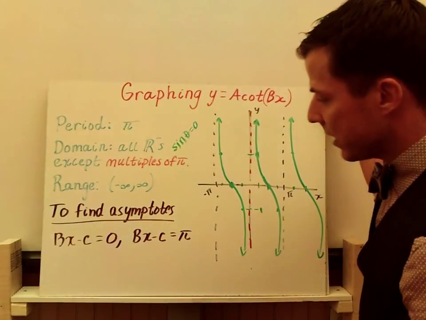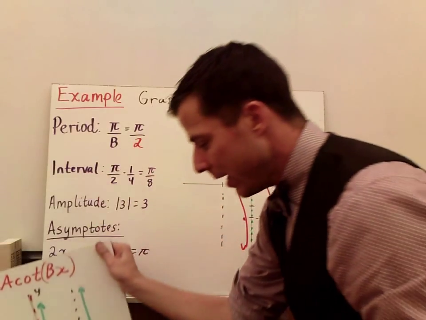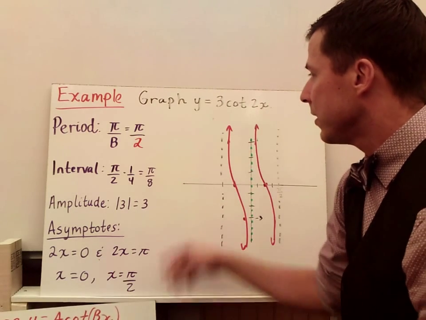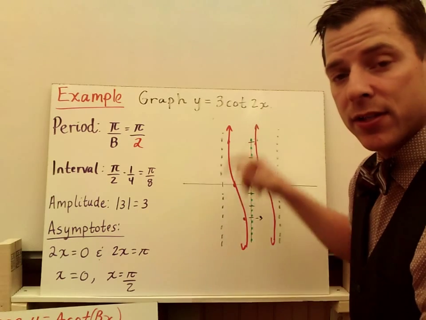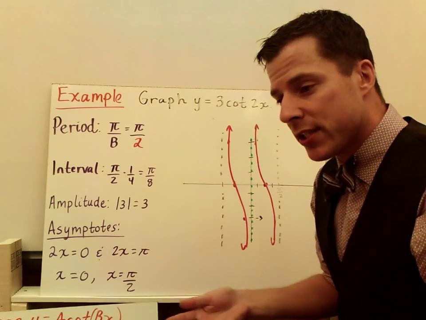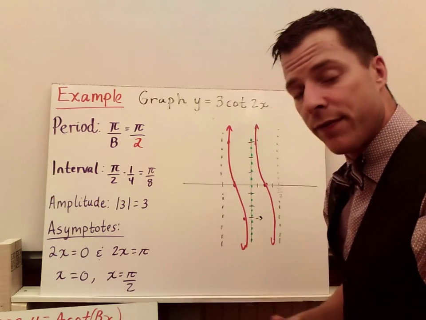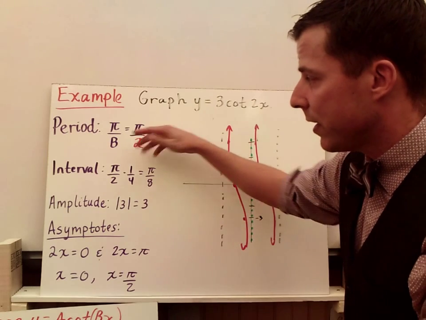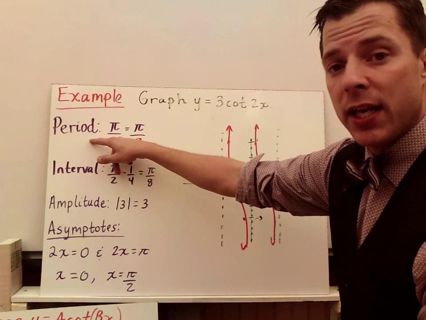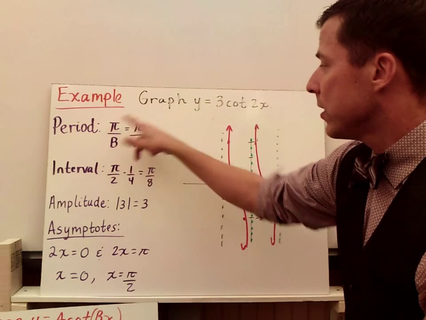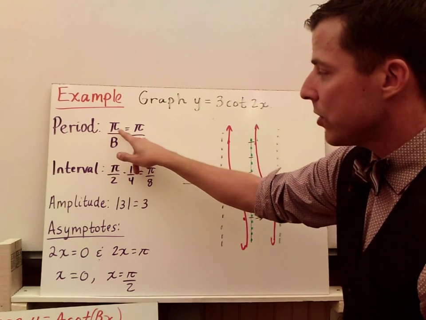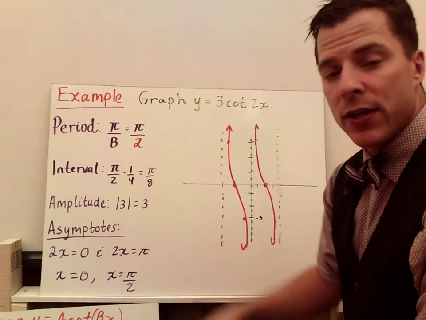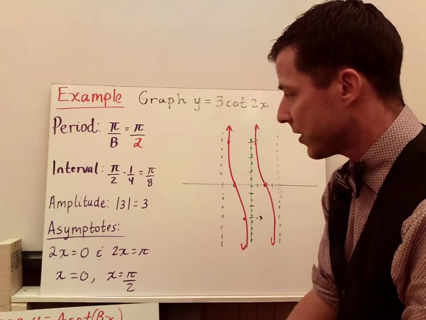So let's go ahead and look at two examples. In our first example, we're going to plot the graph y equals 3 times the cotangent of 2x. So just like tangent, sine, and cosine, there are certain things I want to find out first. Number one, the period. The period of cotangent is pi, and our b value here is 2, so we're going to take pi divided by b, which is equal to pi over 2. So our period is pi over 2 in this case.